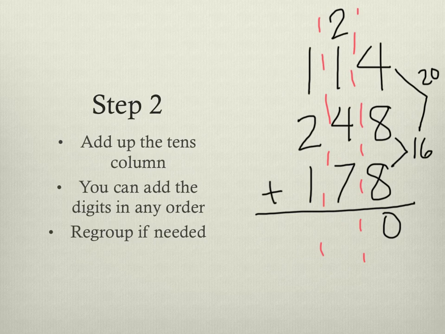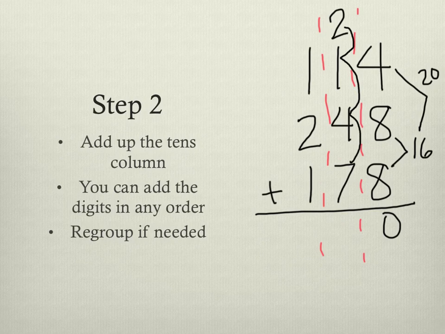I have a 2, a 1, a 4, and a 7. So I'm going to look at this and decide which ones I want to add together first. I think I'm going to start with the 2 and 1 because that's pretty easy. 2 and 1 is 3. Now I know that 3 plus 4 is 7. Now I can do doubles again. 7 and 7 is 14.